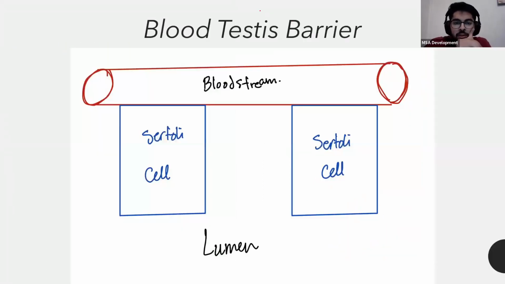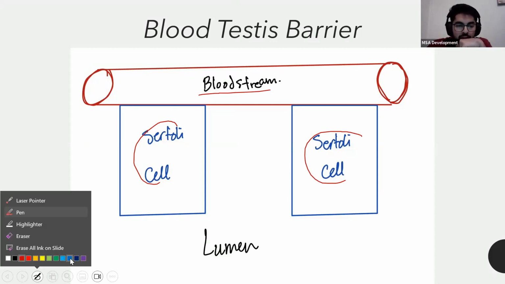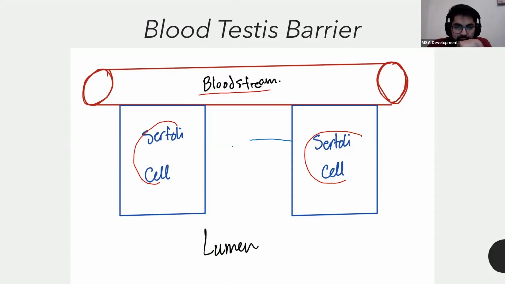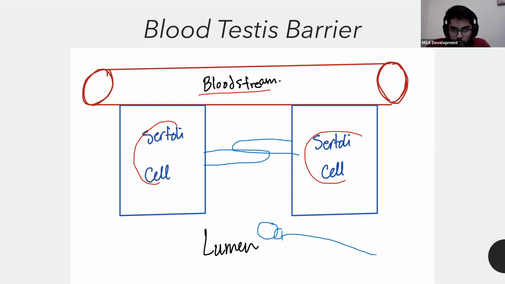So this is a simple drawing I drew. This is the lumen of the seminiferous tubule. These are two Sertoli cells, and this is the bloodstream. It's a very simple picture, only to help you understand. So between these Sertoli cells, we have these adhering or tight junctions.